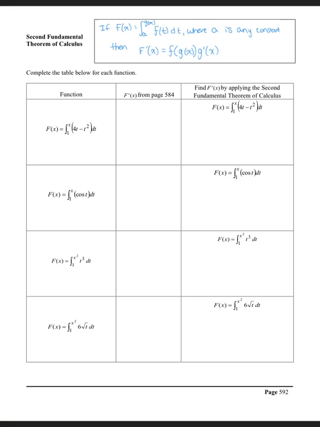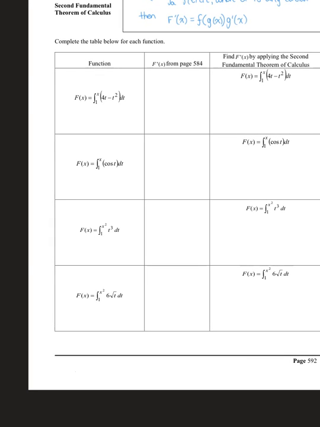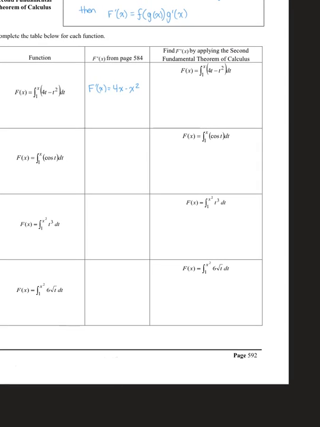So what we're going to do is we're going to use the information that we found from page 584, and we are going to apply the second fundamental theorem of calculus. Okay, so if we look at the first one, to find f of x, we integrated from 1 to x of this function here. From the previous page, we found that f prime of x was equal to 4x minus x squared. So we're going to apply the second fundamental theorem of calculus and see that these two are going to be the same.